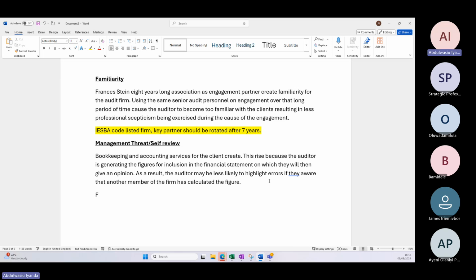This is what I'm saying. For a listed client, this service cannot be provided. We can't provide this service for them. It is not permitted.